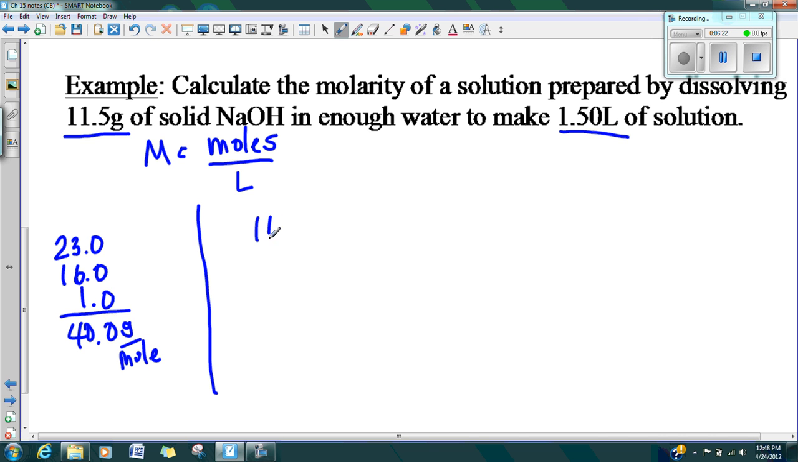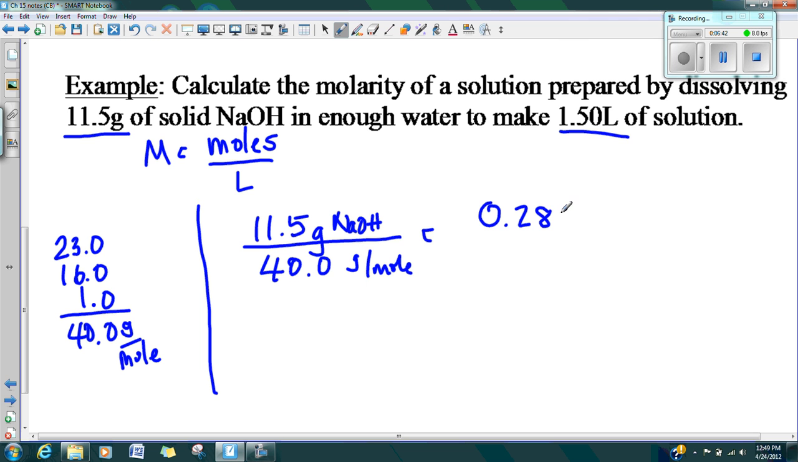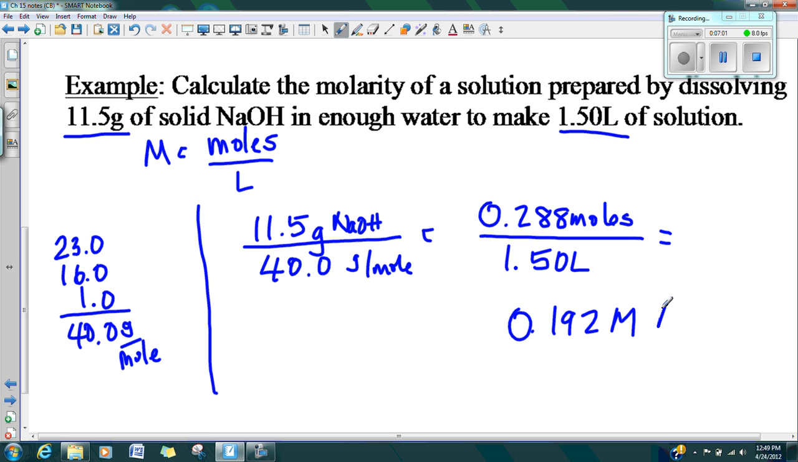So I'm going to take my 11.5 grams of NaOH, and I'm going to divide that by the molar mass that we just calculated, and punch that in. I need 3 sig figs, and I got 0.288 moles of NaOH. Well, all I need to do is divide it by the liters. I already have that, which is 1.50 liters. I punch it in again, I need 3 sig figs, and I get 0.192 is my molarity of the NaOH.